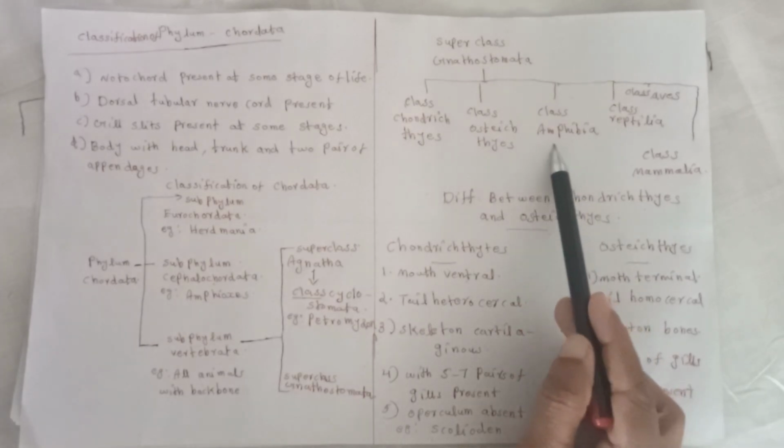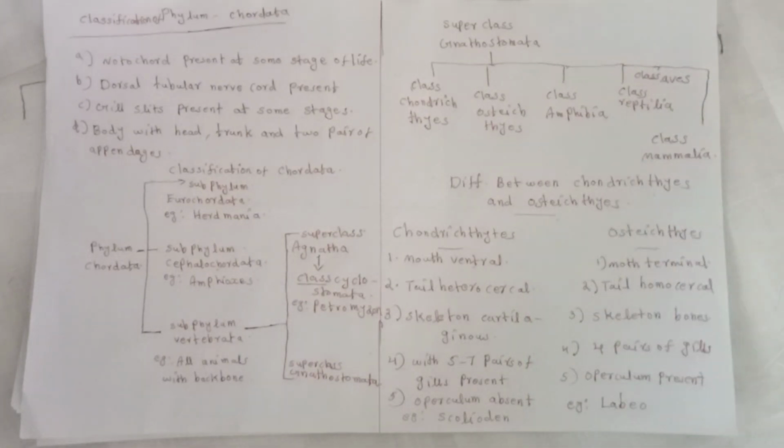Next class, class Amphibia. What are the main features of class Amphibia? In amphibians, the life cycle is completed in land and water.